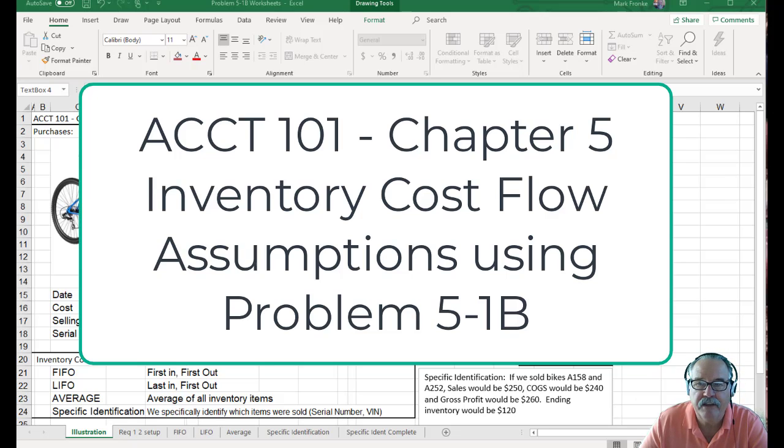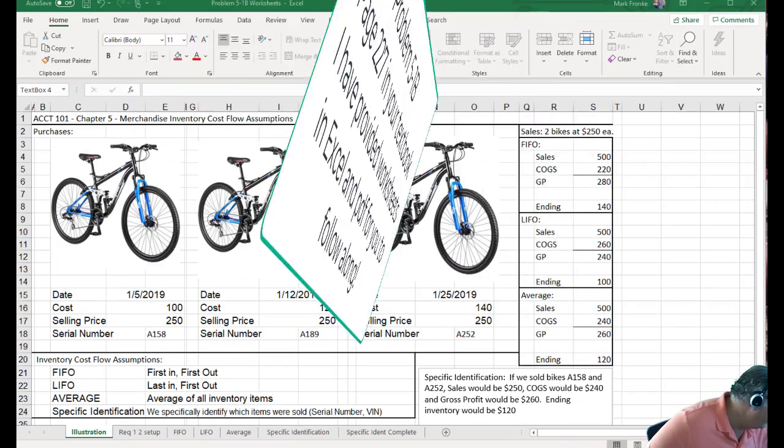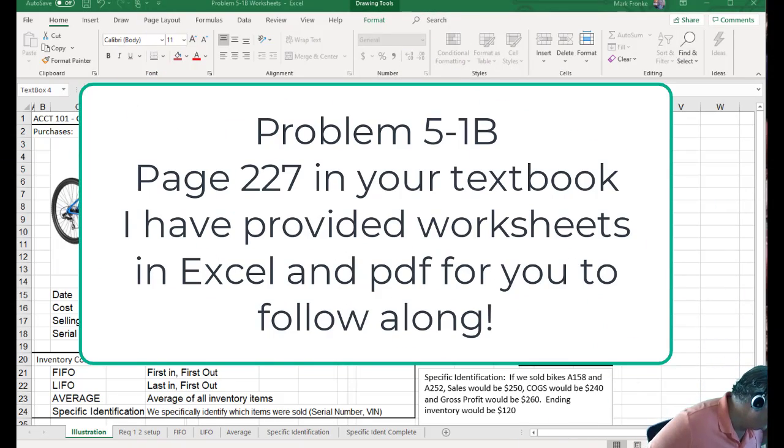Mark Franke here. This is a video for Accounting 101, Chapter 5, where we're going to use problem 5.1b to illustrate the cost flow assumptions, FIFO, LIFO, average, and specific identification. This problem is in your book, on page 227.